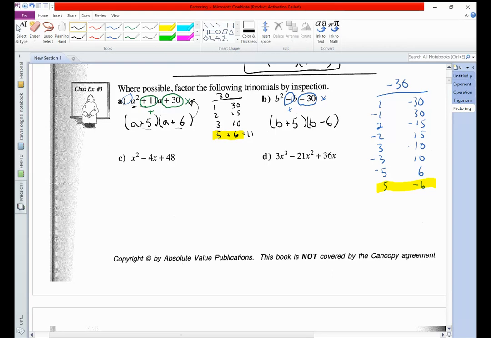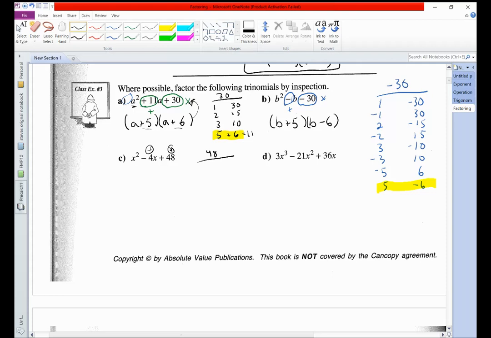Here we go. The next one is x squared minus 4x plus 48. So we're looking for 2 numbers that multiply to 48 and add to positive 4. Okay, what happened? Add to positive 4.